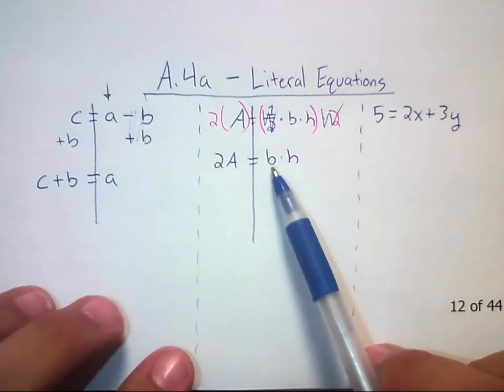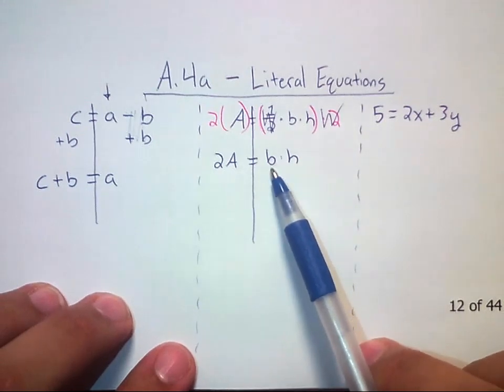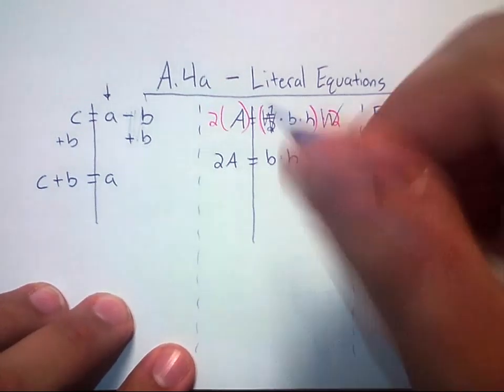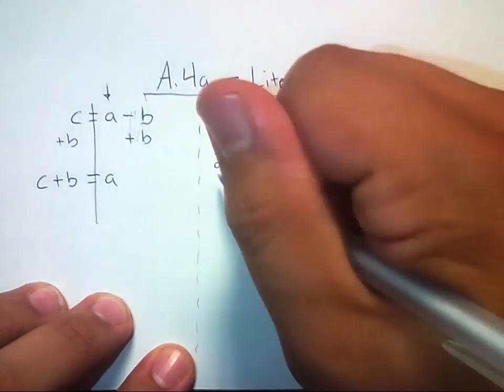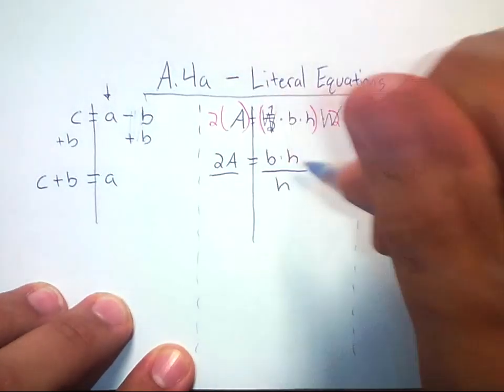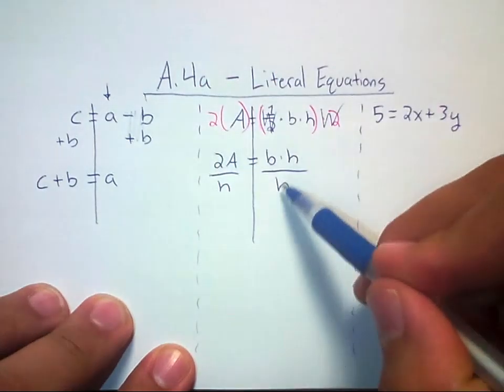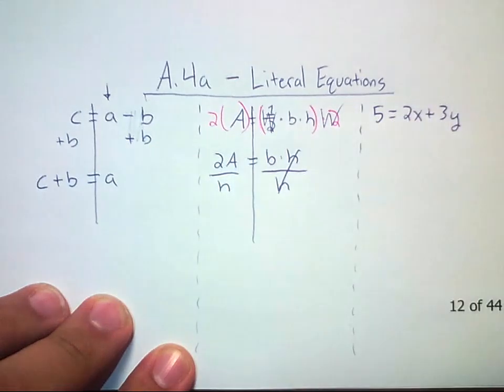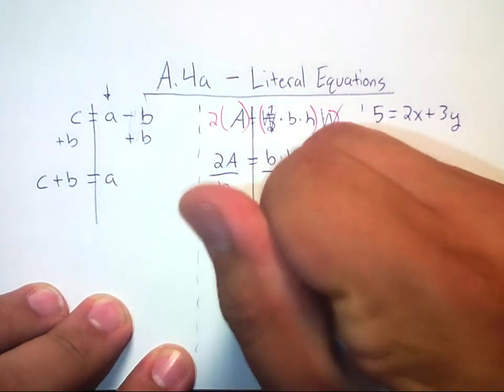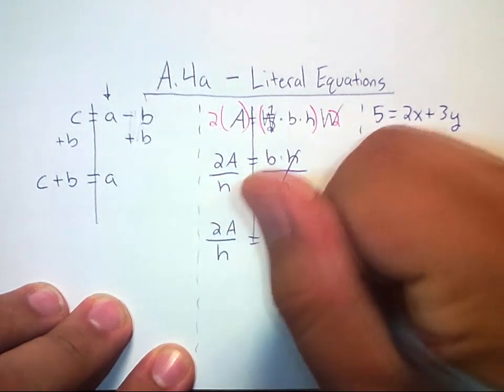Since I'm solving for B, I need to divide. The operation between B and H is multiplication, and to undo multiplication, you have to divide. Now, H divided by H cancels out. But H doesn't really clean up with anything over there, so that's actually our answer: 2A divided by H equals B.